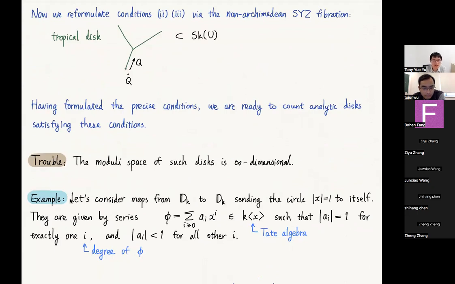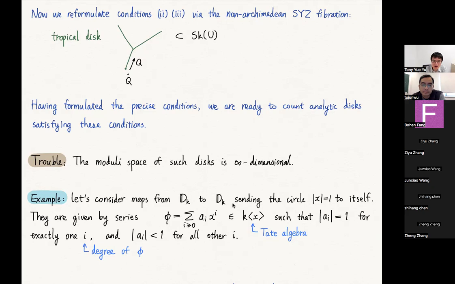For example, let's consider maps from disk to disk, sending the circle to itself. It's like the one-dimensional story. In complex geometry, all the maps from disk to disk are parametrized by finitely many parameters. It's a consequence of the Schwarz lemma. You just remove all the zeros and eventually apply the Schwarz lemma. All such maps are given by an explicit formula, I think called the Blaschke formula, that I found on Wikipedia. It's just a corollary of the Schwarz lemma, which I consider to be really a miracle in complex geometry. It will not hold in non-Archimedean geometry.